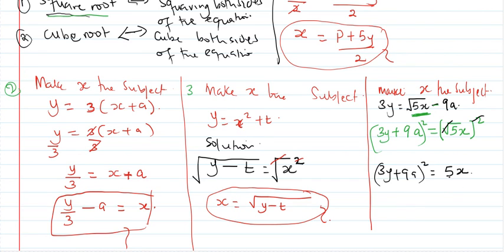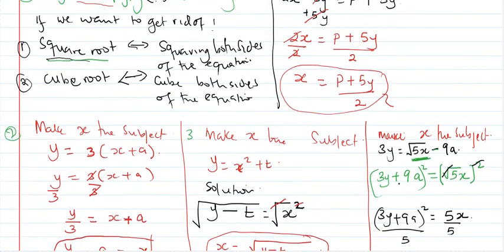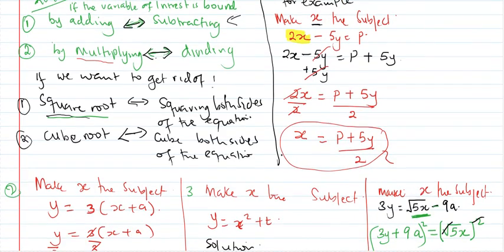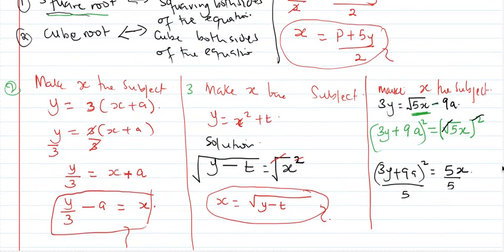Now the 5 is bound to the x by multiplying, so we have to divide, like we said in rule number 2. If you remember, I can show you the rules. Look, rule number 2, multiplying, divide, divide, multiply. So the 5 cancels. Now we have x remaining alone, and that gets 3y plus 9a squared all over 5. So we've made x the subject.